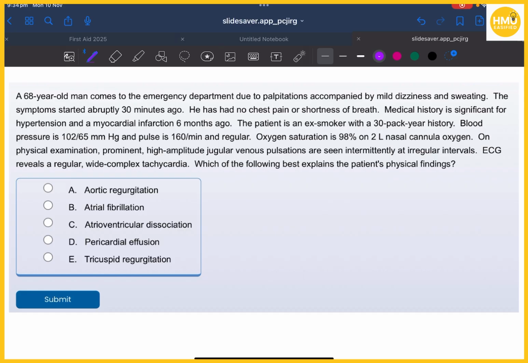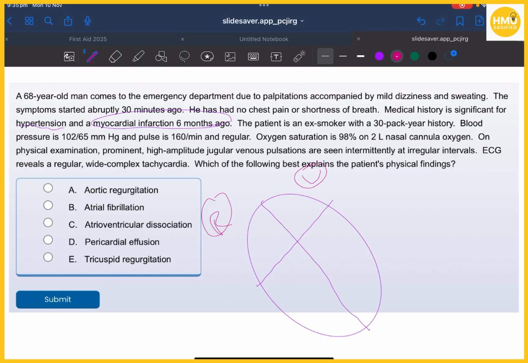Okay, so the medical history is significant for hypertension and myocardial infarction 6 months ago. Let's just pause a bit here. When the question tells you that he has a history of myocardial infarction, you should always think of the complications of MI. Now, the complications of MI, obviously, we're going to explain briefly. I like to remember them from the right side of the patient to the left side of the patient.